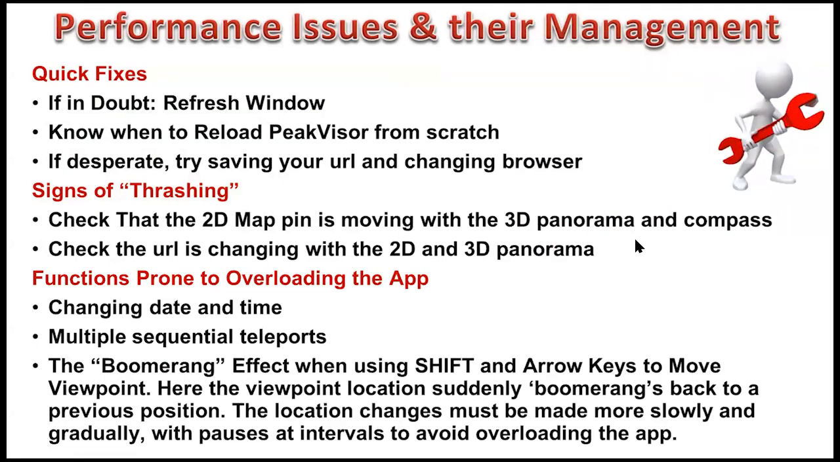Signs that things aren't going well are when your map pin doesn't move with your panorama, or when your URL doesn't change. That's obvious, and it's true in other tools as well. So the things to watch out for are changing the date and time, teleports, and something we'll see this afternoon, which is called the boomerang effect, when we're trying to move in the 3D space and we lose the patience of the server and we boomerang back and forth a bit.